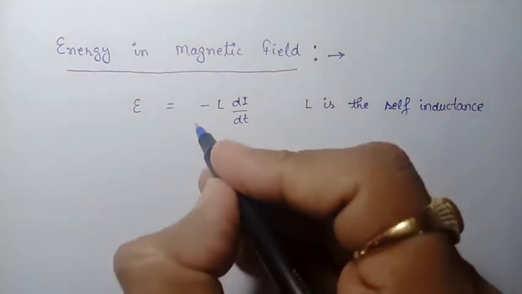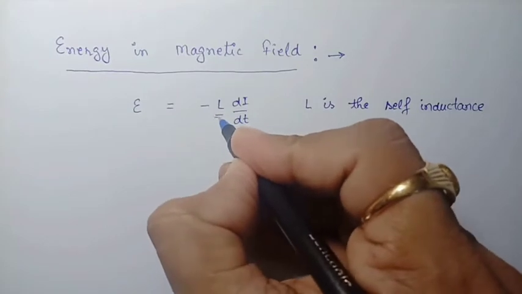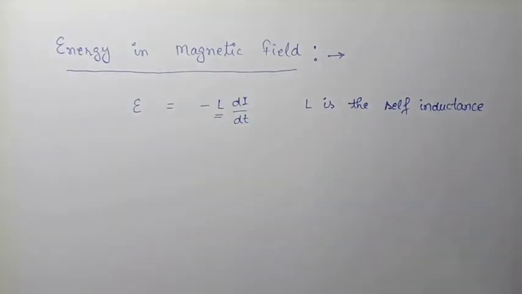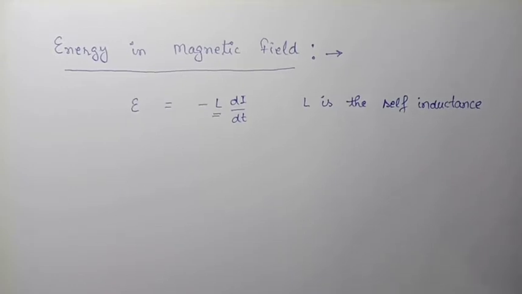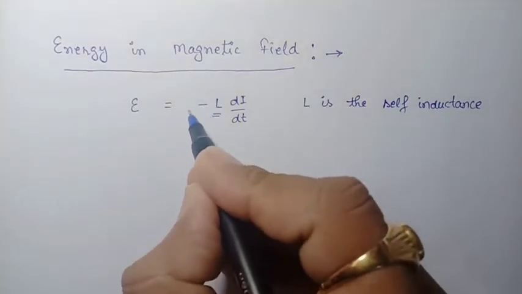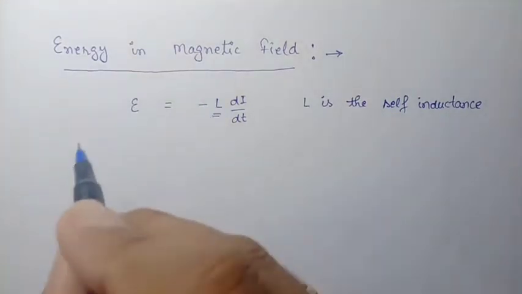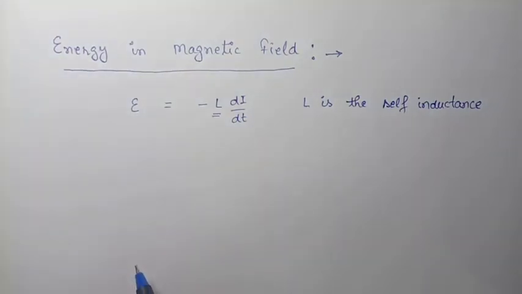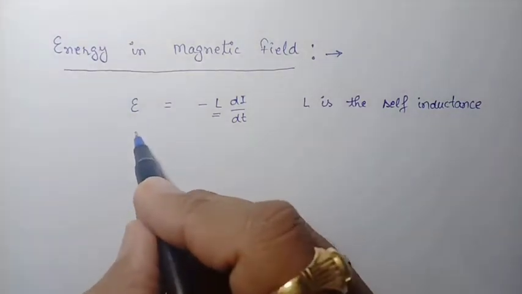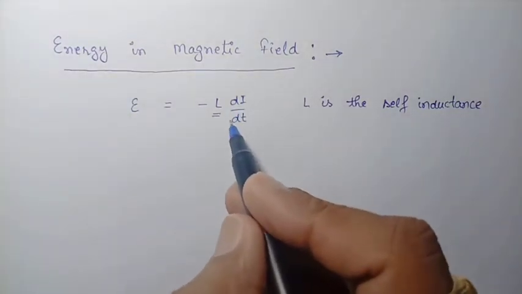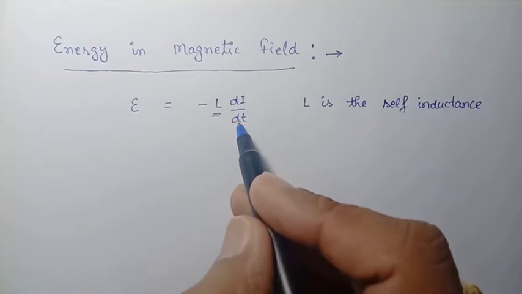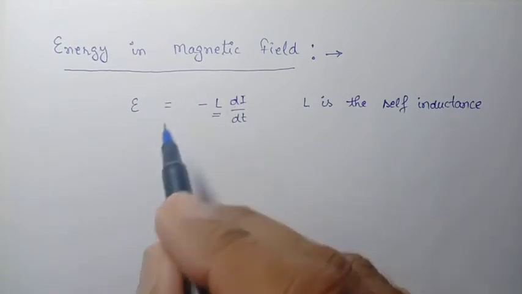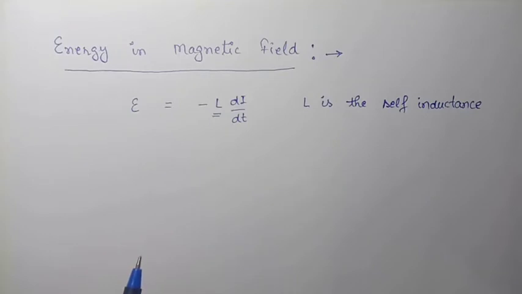Intrinsically this L, that is self inductance, is a positive quantity, but this negative sign shows that the induced EMF opposes the current. So the induced EMF opposes the change in current, and this is known as back EMF.